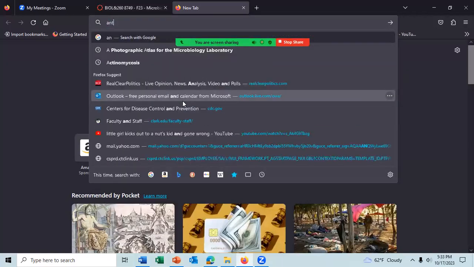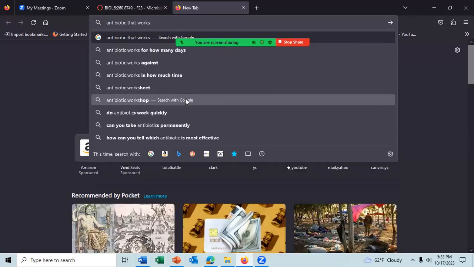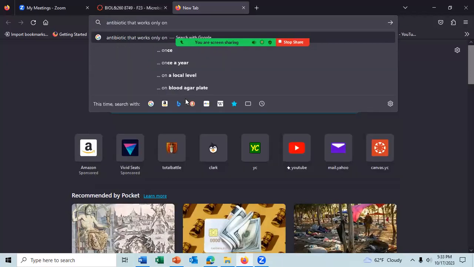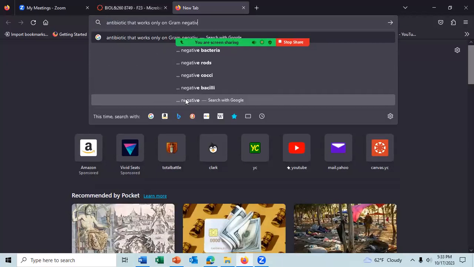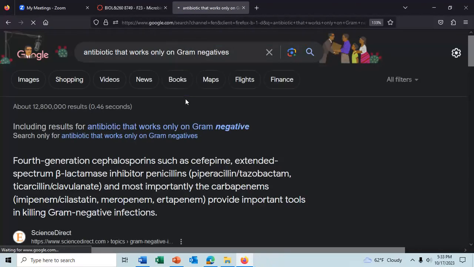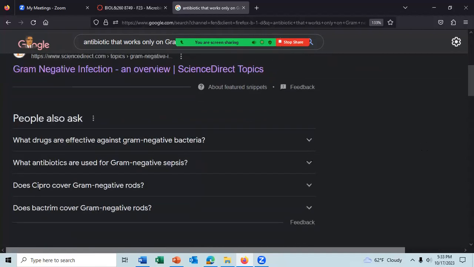Let me see if I can remember which one I'm doing. There's even a cephalosporin that only works on gram negatives, but that's not the one I was trying to think of.